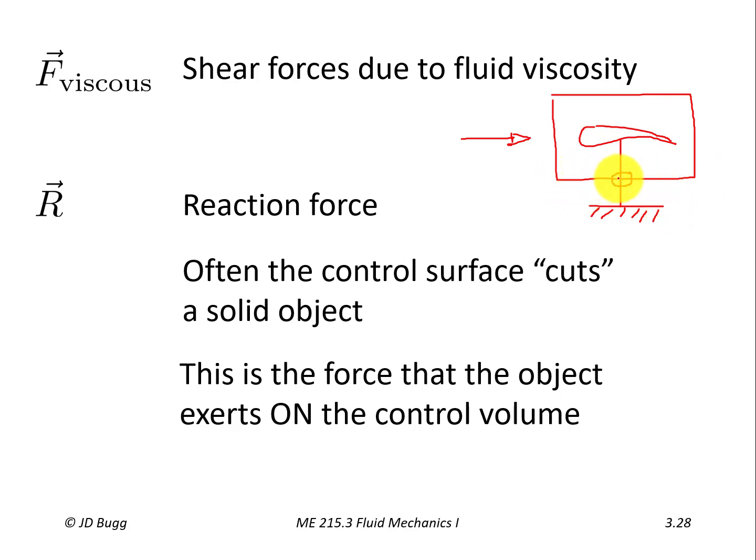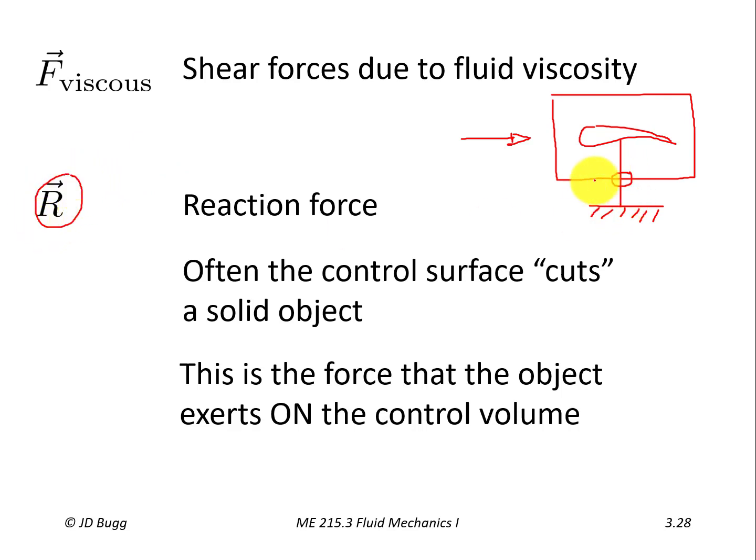Notice that our control surface here cuts through a solid object. The airfoil itself is completely surrounded by our control volume, but right here we're cutting through a solid object. Well, this portion of the strut out here is exerting a force on this portion of the strut in there. So at that part of our control surface, there is a force acting on our control volume. And that is called the reaction force.